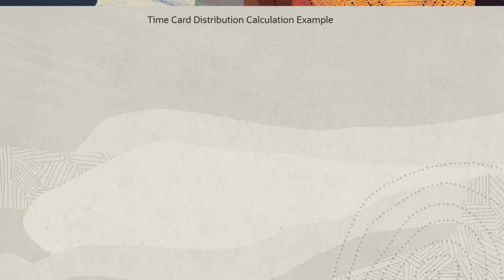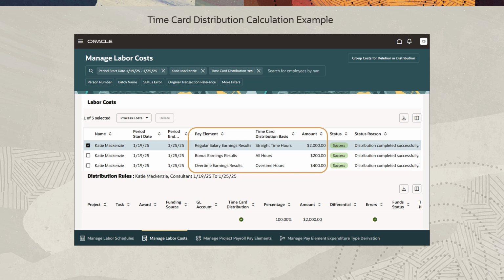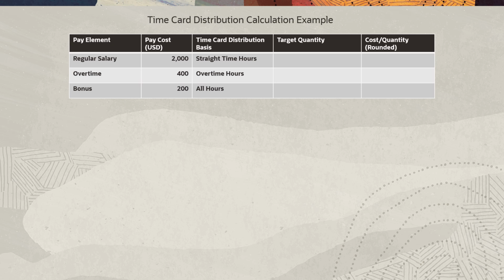Let's look at our demo data to see how the actual calculation of the distributed payroll costs to target time cards is performed. To recap, remember that we imported 3 payroll costs for Katie, each of which had a different time card distribution basis defined. Regular salary of $2,000 to be distributed to only straight time hours, bonus of $200 to be distributed to all eligible hours, and overtime of $400 to be distributed to only overtime hours. This gives us the source and basis amounts for the distribution. Now we need to look at the targets.